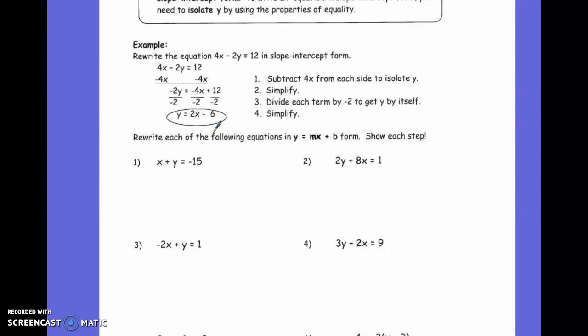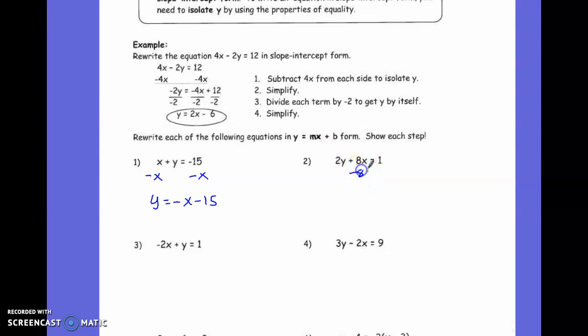Some of these we'll only have to do one step. When, for example, this is a 1, all we're going to do is subtract x from both sides and rewrite y equals -x minus 15, and we're done. Over here, it's a 2-step problem, but you notice that the x is listed second. Still doesn't change what we do.